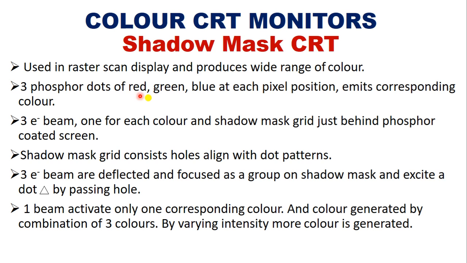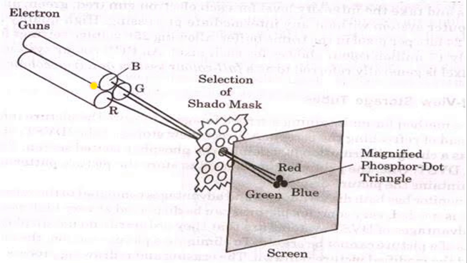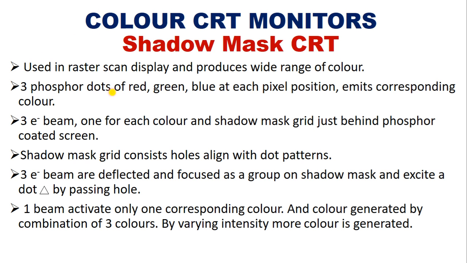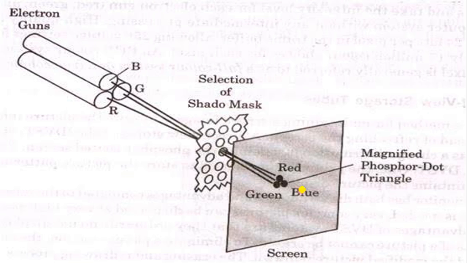There are three phosphor dots of red, green and blue, and each pixel position emits the corresponding color. Let me show you the diagram so you can better understand this point. So this is the diagram, and I will explain according to the points. Three phosphor dots of red, green and blue. These are the phosphor dots: this one is red, green and blue. Three dots are there.